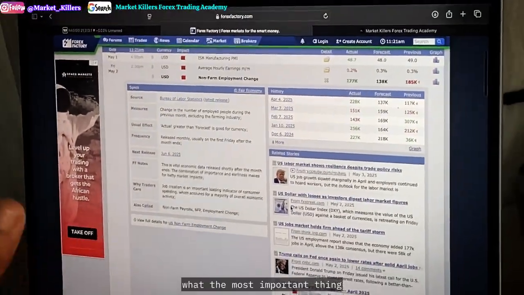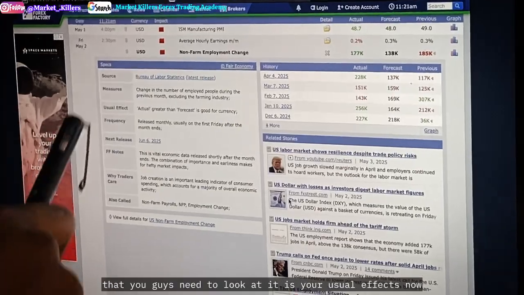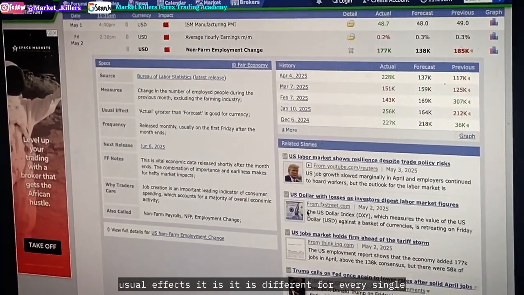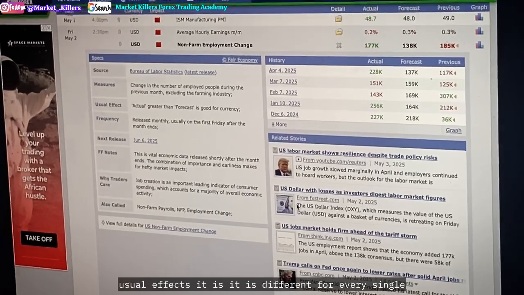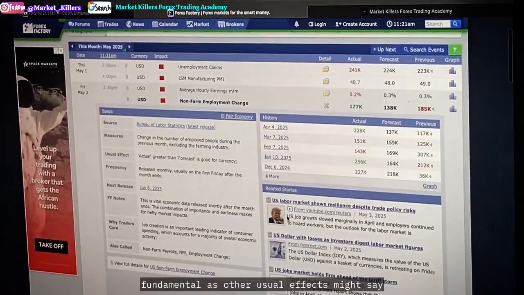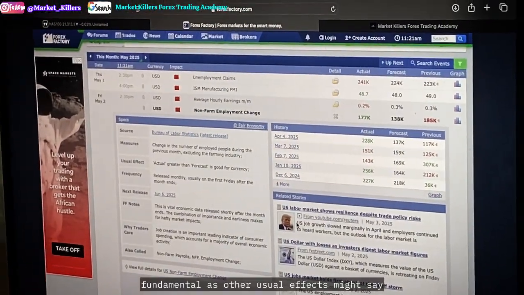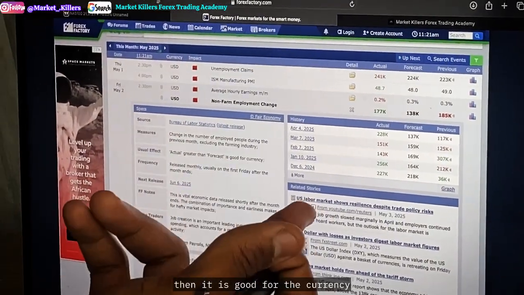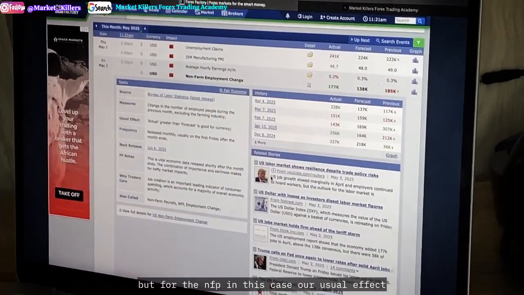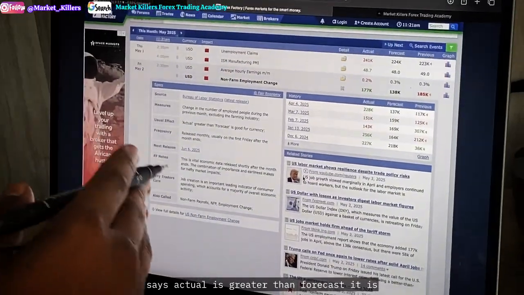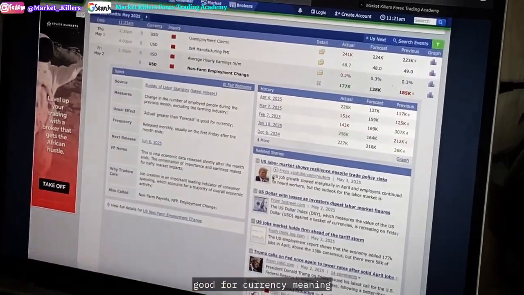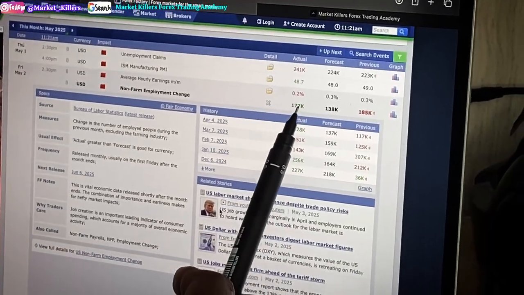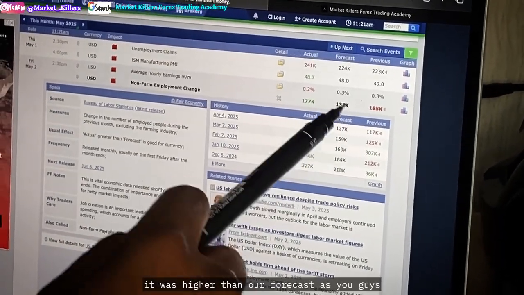So what the most important thing that you guys need to look at is your usual effects. Now what you guys need to understand about your usual effects is that it is different for every single fundamental. Other usual effects might say if your actual is less than the forecast, then it is good for the currency. But for the NFP in this case, our usual effect says actual is greater than forecast, it is good for currency. Meaning if our actual, this side right there, which was at 177k, was higher than our forecast.